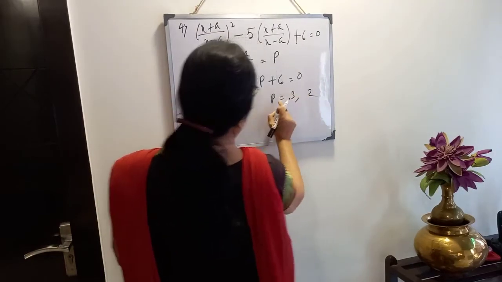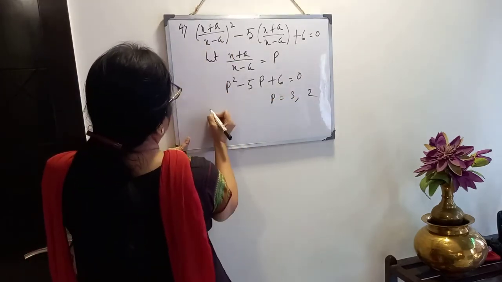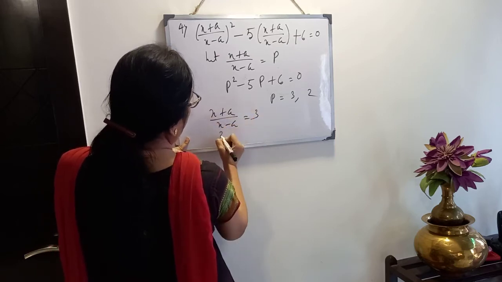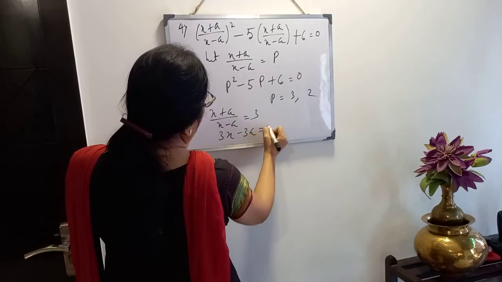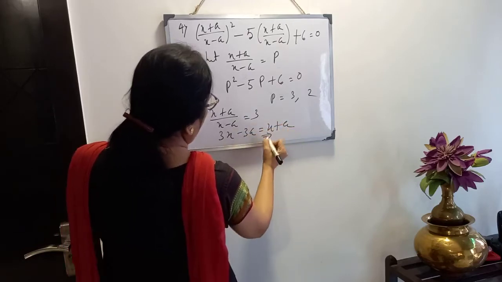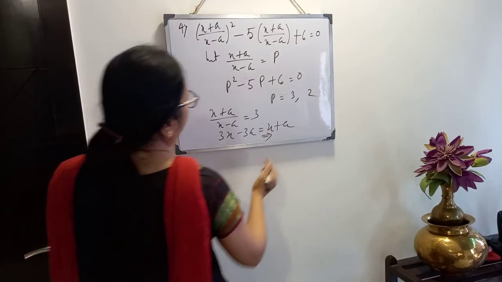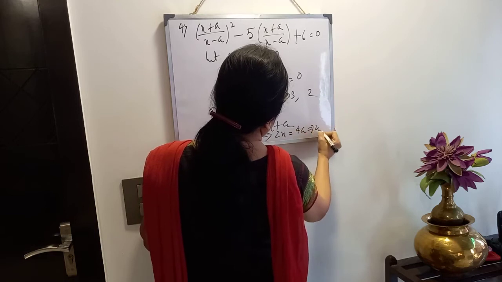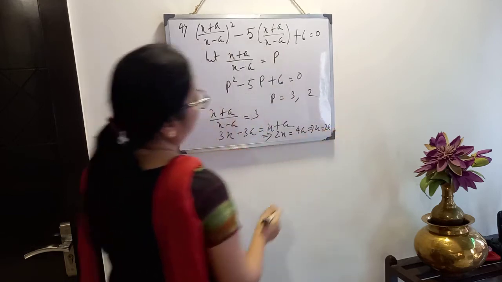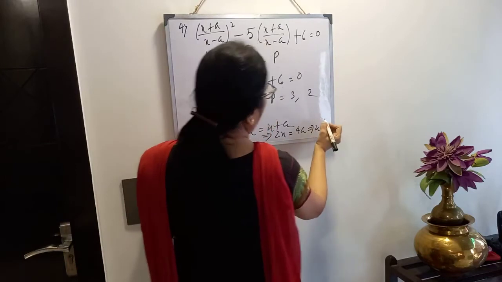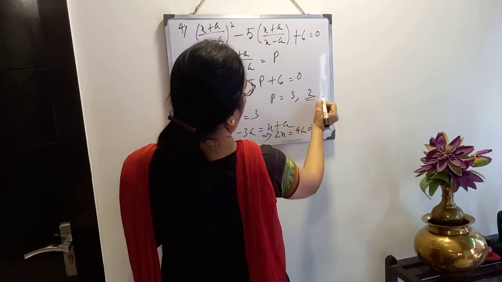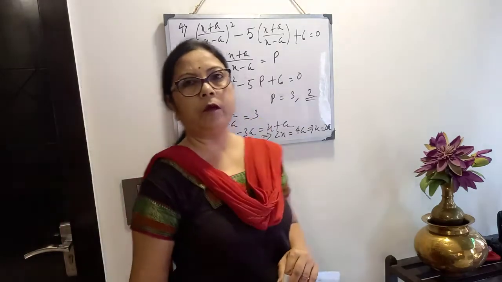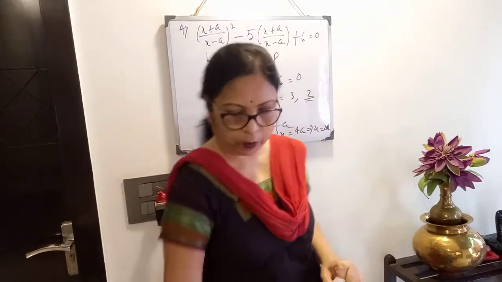When p is 3, that means x plus a by x minus a equals 3, then cross multiply. x minus 3x gives minus 2x, and a plus 3a is 4a. That means x is coming 2a. So one answer I have done, and you will calculate when p equals 2, that means x plus a by x minus a equals 2, and you will get another value. Clear? You will do it yourself.